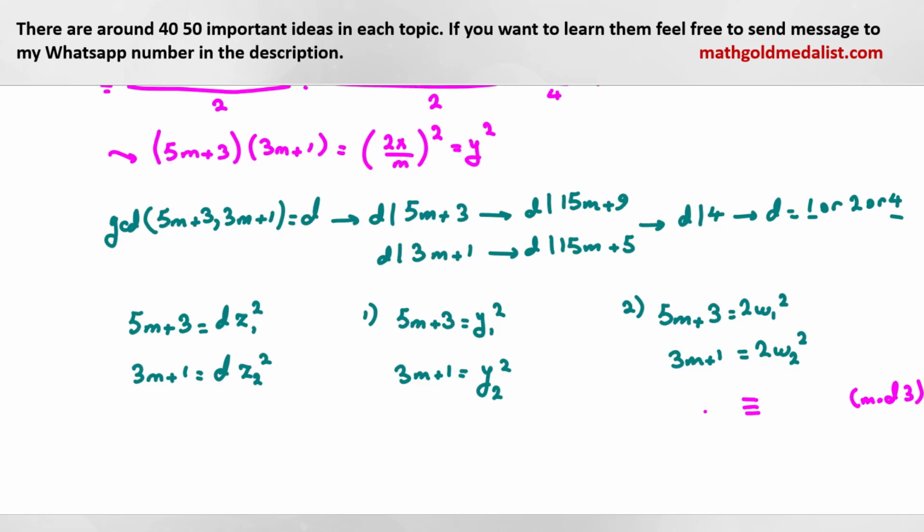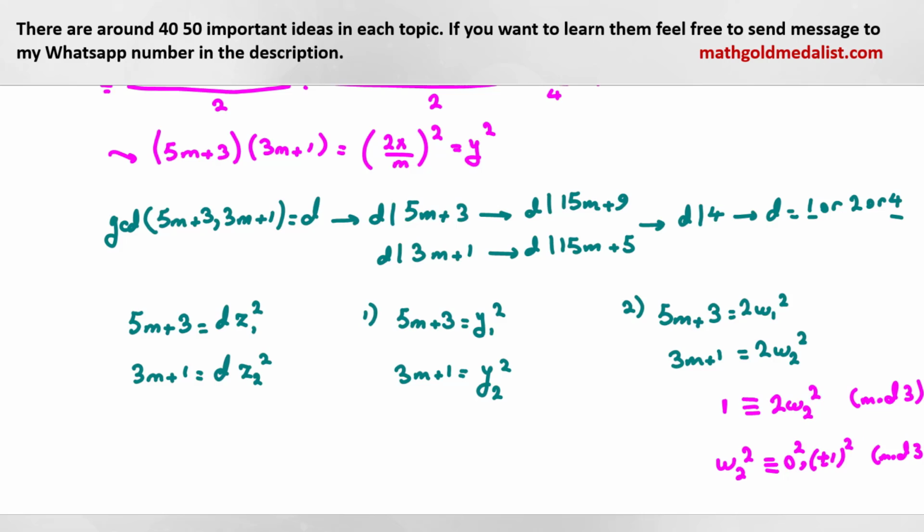Mod 3. Left hand side is what? 3m plus 1 mod 3 is what? 1. And this one is 2w2 squared. Okay? Can you tell me w2 squared mod 3 can be what, if you check all cases? I think it's 0 or 1. Yes, because 0 squared, plus or minus 1 squared, right?